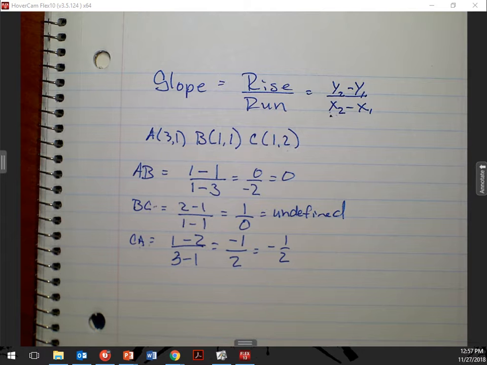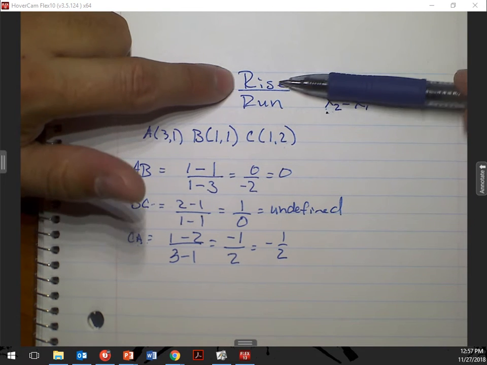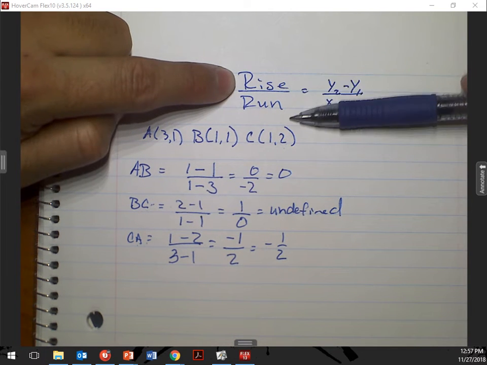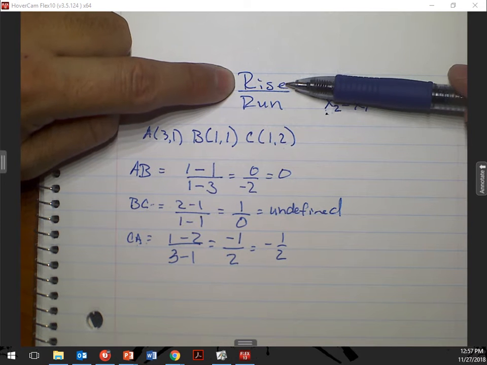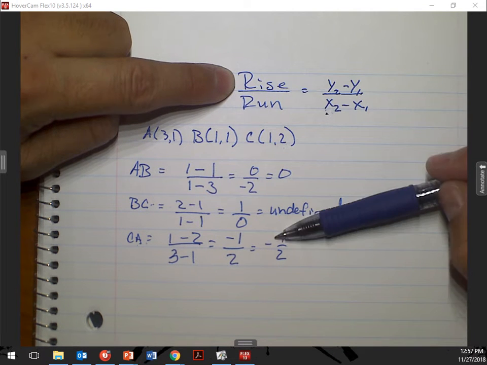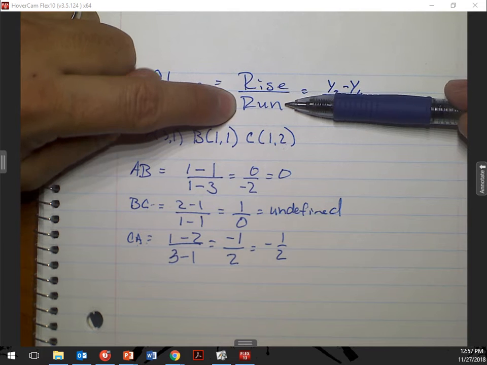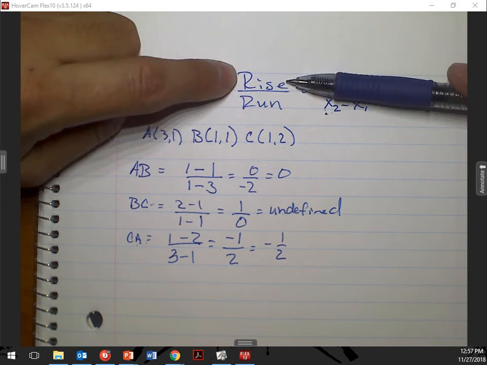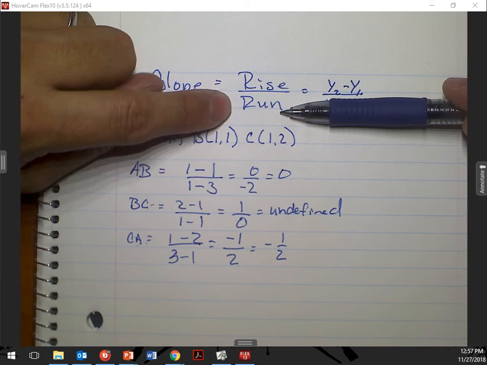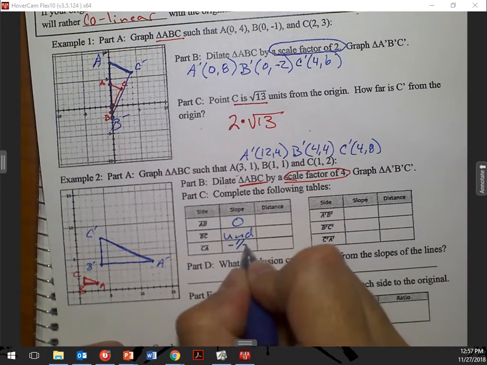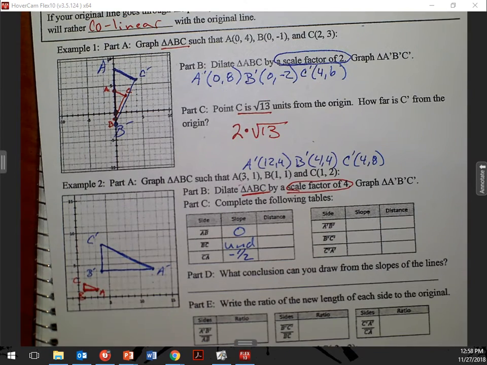Fractions are your friends. So as a rise over run, what is it? It goes down 1 over 2. If it's negative, it's going to go down 1 over 2. So it's down 1 to the right 2. That's what that means. Okay. You can still get that in y equals.